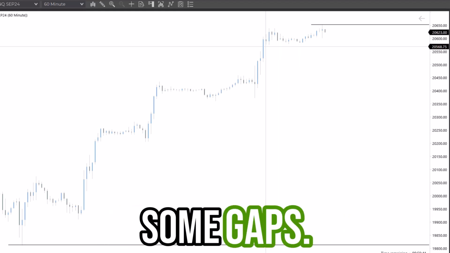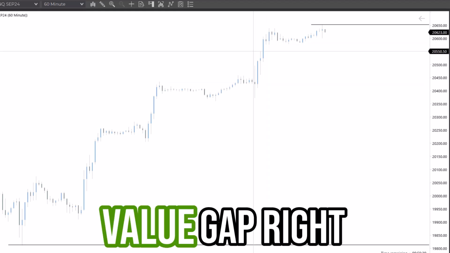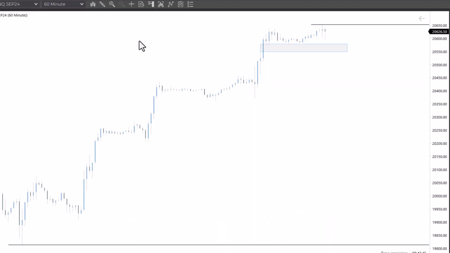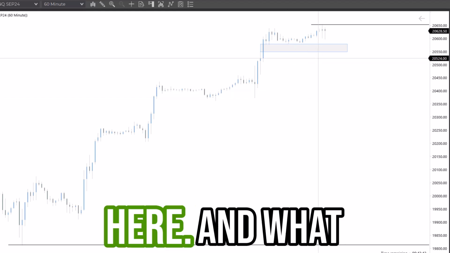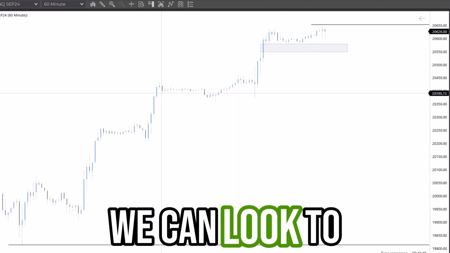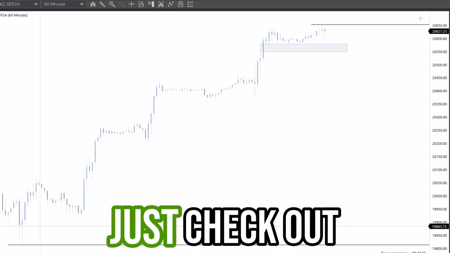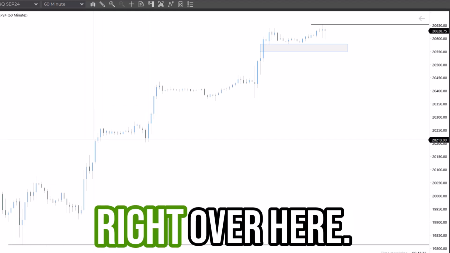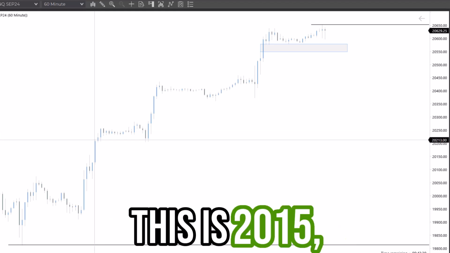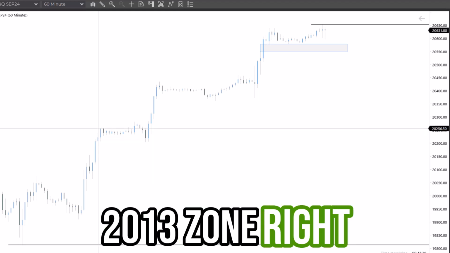It left behind some gaps right here too. We see a fair value gap right here. So we marked off that fair value gap right here. And what we can look to see from price, just looking at the past, maybe just check out in this area right over here, this 215, 213 zone right here.